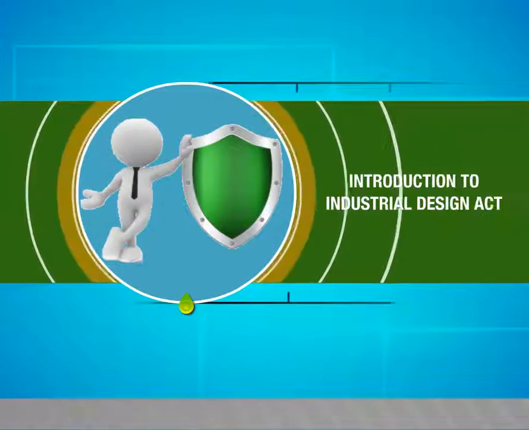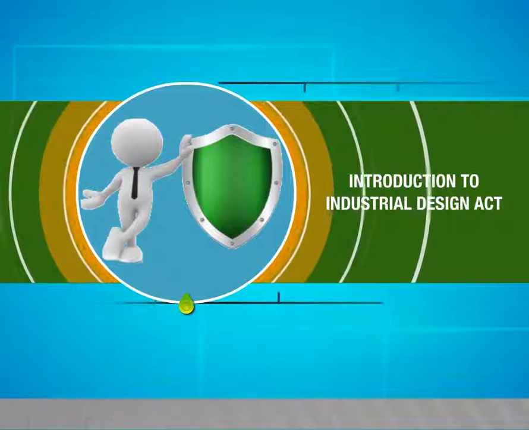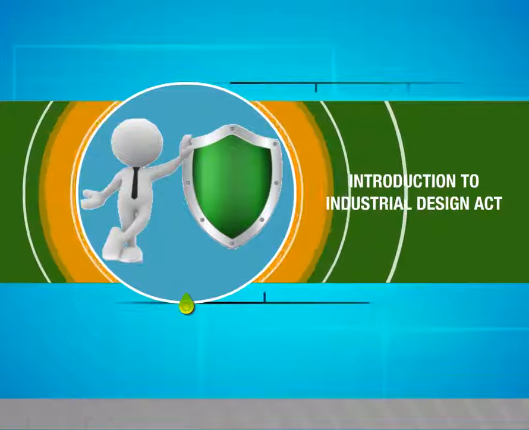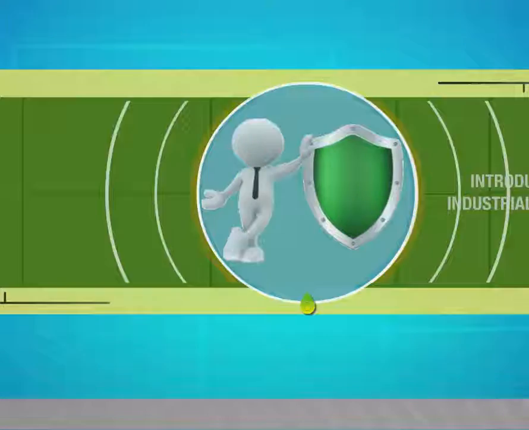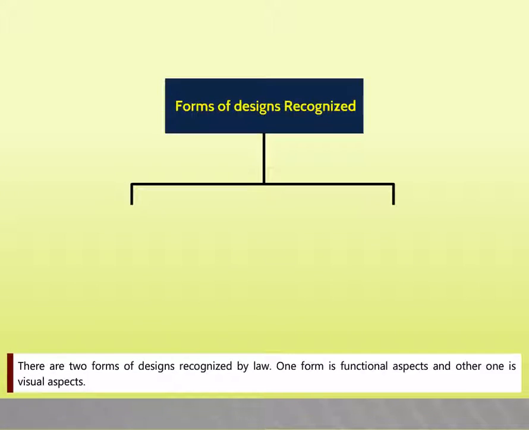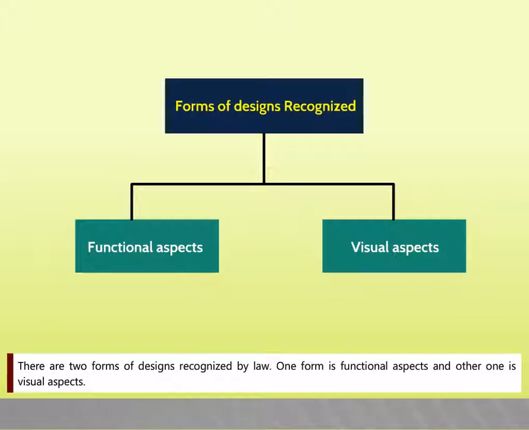Introduction to Industrial Design Act. In this video, we are going to see about the Introduction to Industrial Design Act. There are two forms of designs recognized by law. One form is functional aspects and the other one is visual aspects.